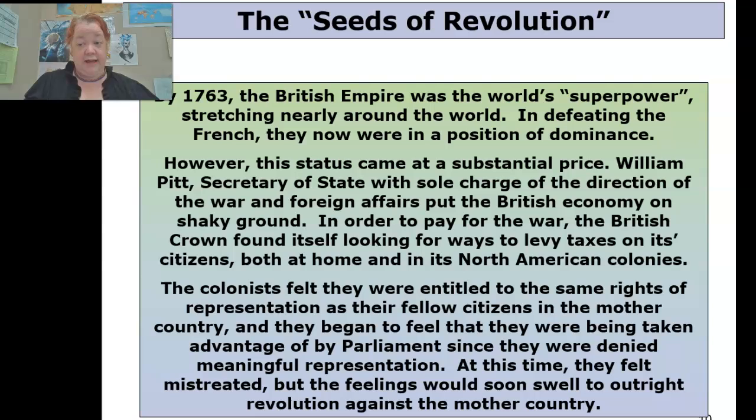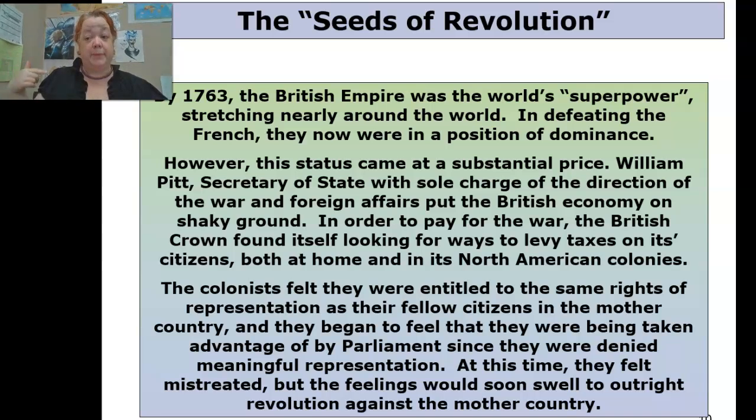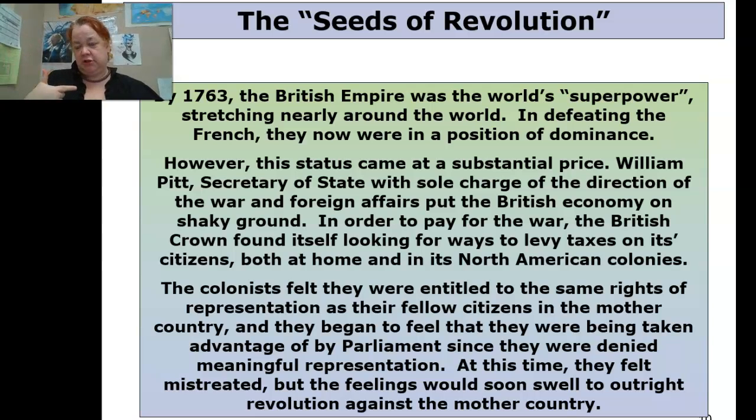And you're just going to add tax after tax in this act. And then you're trying to tell us we can't live west of the Appalachians. Oh, and by the way, there were people already living west of the Appalachians, which you should remember from citizenship. So those people were forced to move back to the east of the Appalachians. They were kicked off their own land. They were thrown out of their own houses. So at this time, they felt mistreated, but the feelings would soon swell to outright revolution.